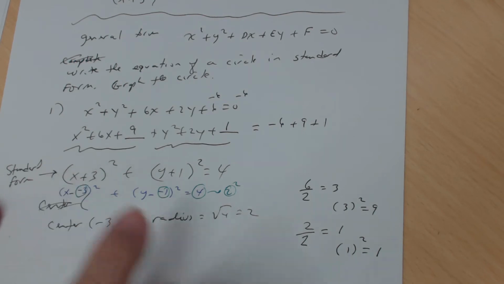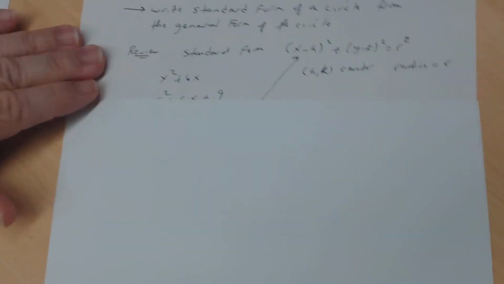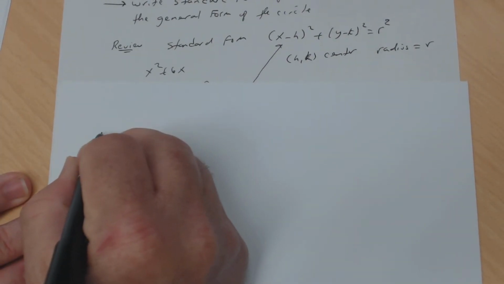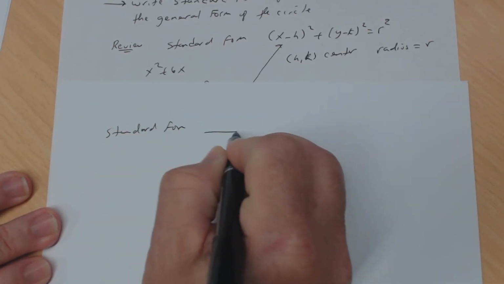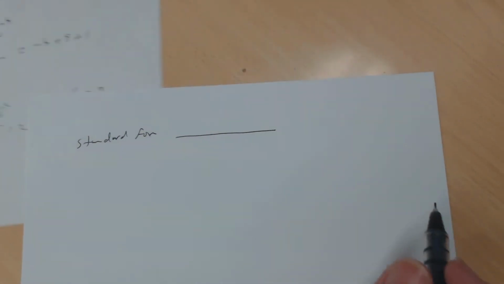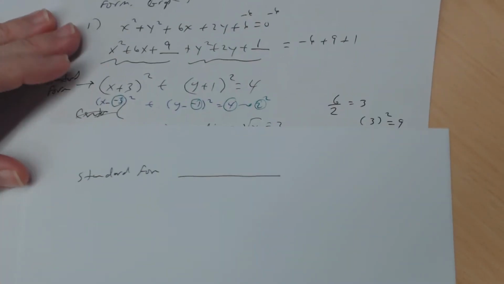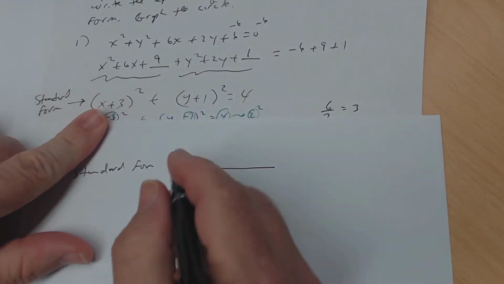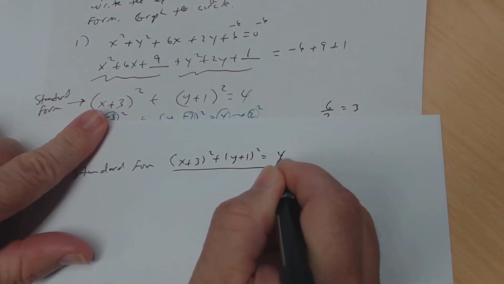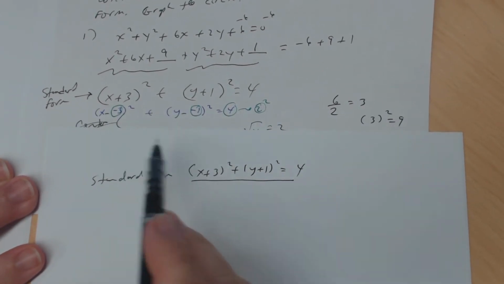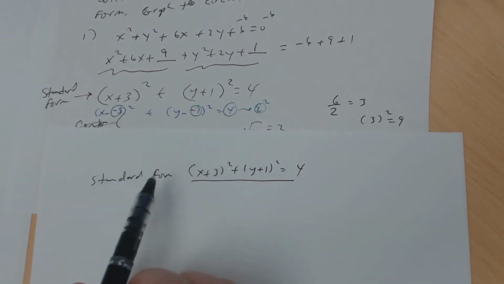Alright? So let me just mention this, in terms of the blanks for the worksheet. It's going to say standard form. You must say this one right here: x plus 3 squared plus y plus 1 squared equals 4. Don't say x minus negative 3. Leave it as x plus 3. You use the green part to help you determine the center.